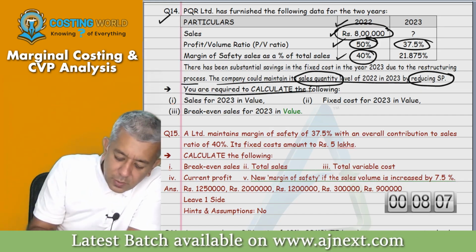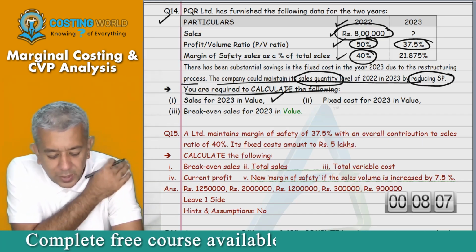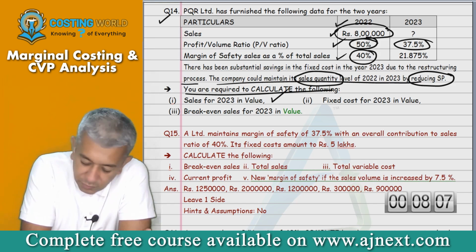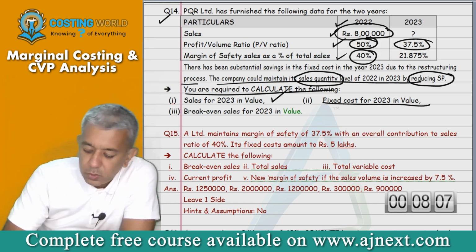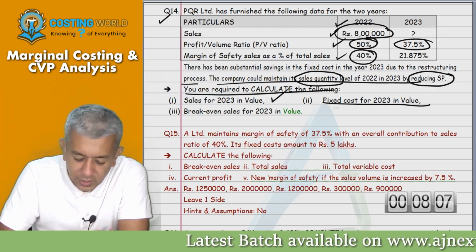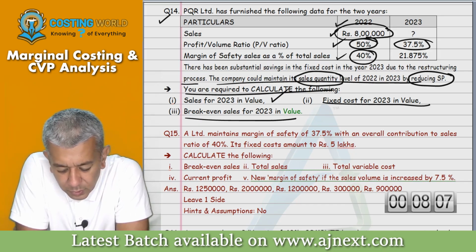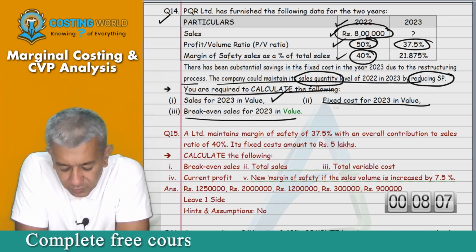You are required to calculate the following. Sales for 2023 in value. Fine. Fixed cost for 2023 in value. In value means rupees. So in any case fixed cost you will get in rupees only. Break even sales for 2023 in value. Let's start doing it. Should not be a very tough question.